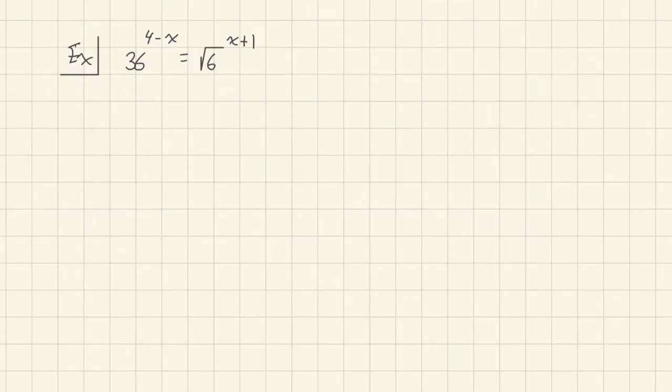All right, so this is just another example of the one-to-one property type of equation with an exponential. So the first thing you need to do is, of course, get the bases exactly the same. So we're dealing with 36 and 6. Even though there's a square root there, we can kind of deal with that in a second. So the base we need here is definitely 6.